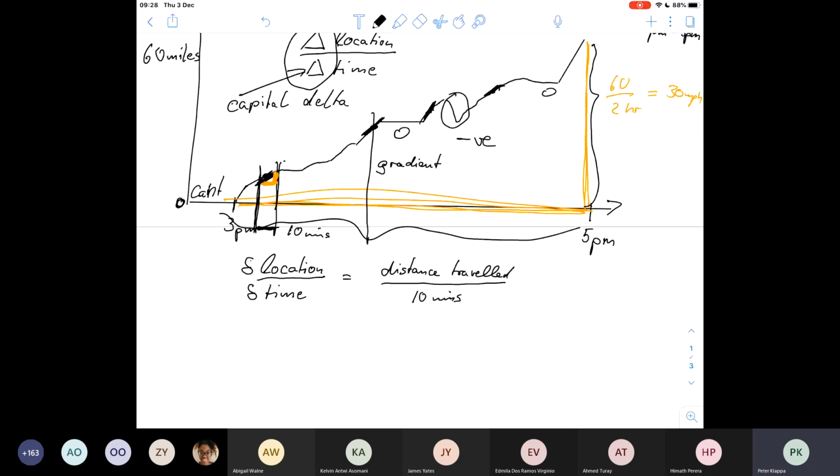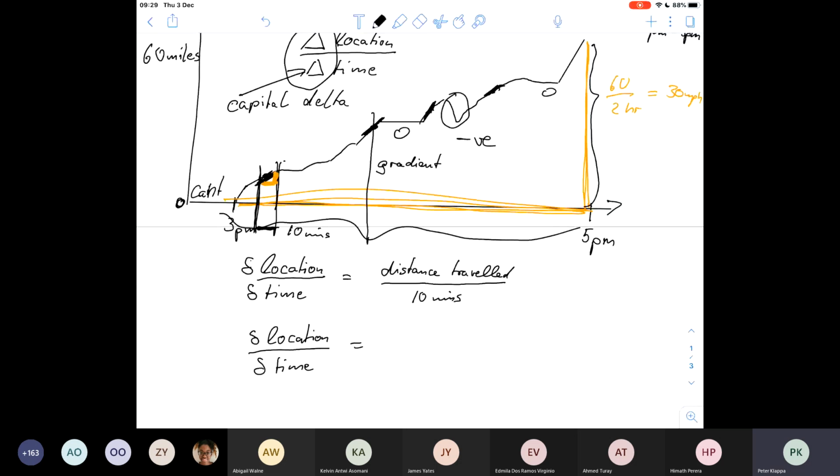And that gives me a more immediate velocity, more immediate speed. But then I could say, right, that is still not precise enough because that is sort of the distance traveled over 10 minutes. Couldn't I do it smaller? Couldn't I do, for example, location, change in location over change in time?